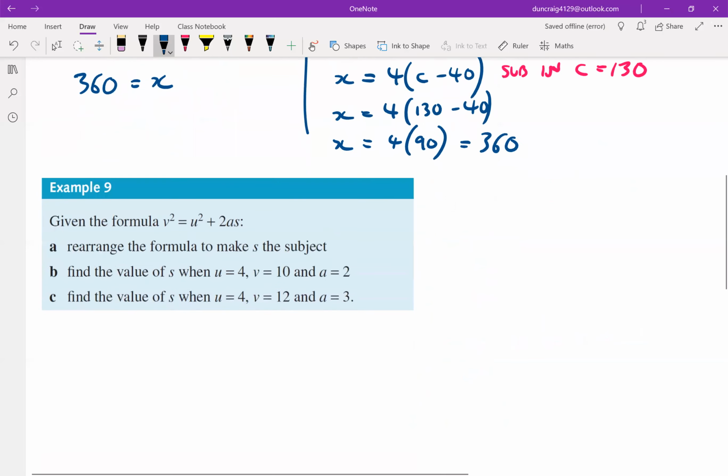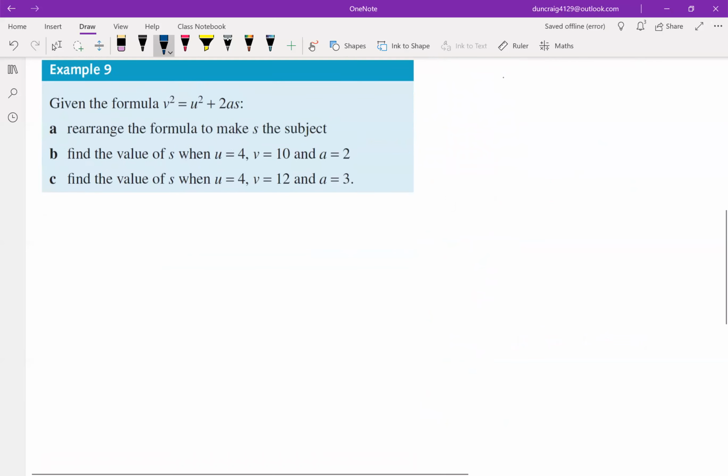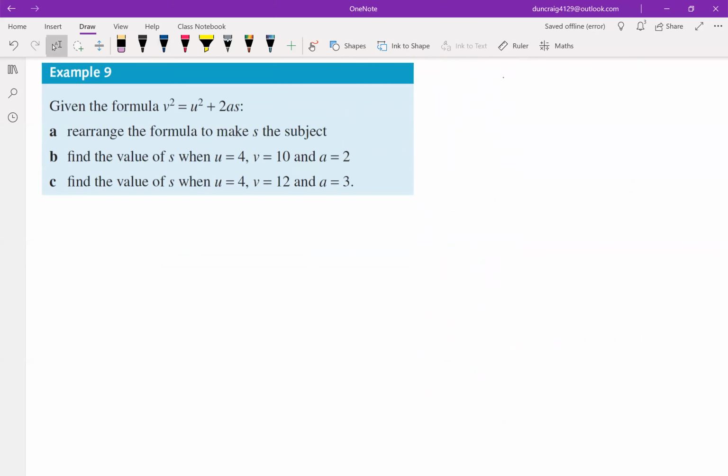All right, let's look at a similar thing, but a slightly harder equation here. So we've got the formula v squared is equal to u squared plus 2as. That is a formula used in physics. So the velocity squared is equal to the initial velocity squared plus 2 times the acceleration times the displacement. That's what that particular formula is. And we want to rearrange the formula to make S the subject.